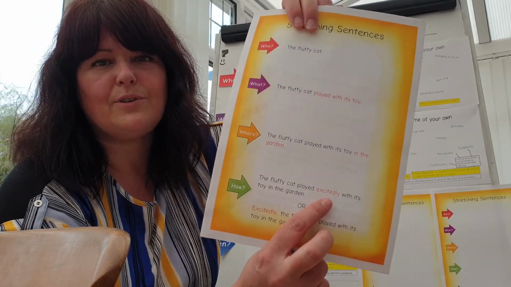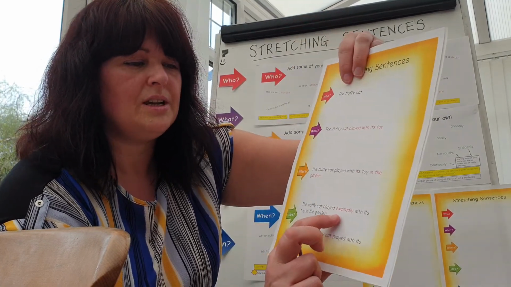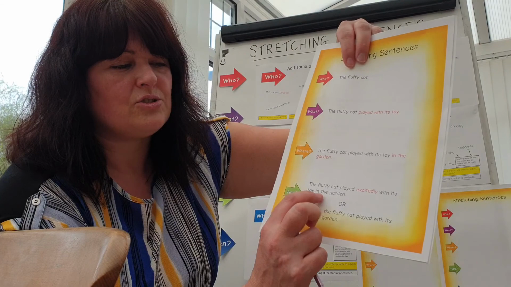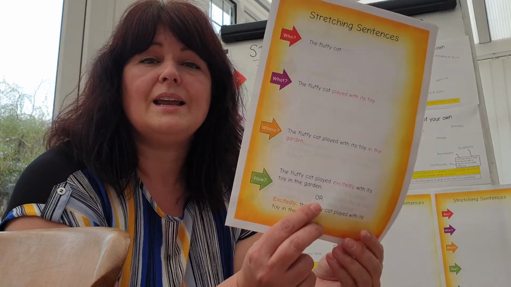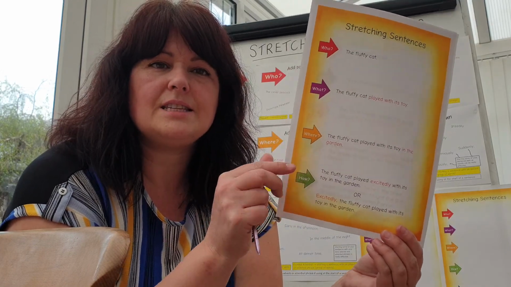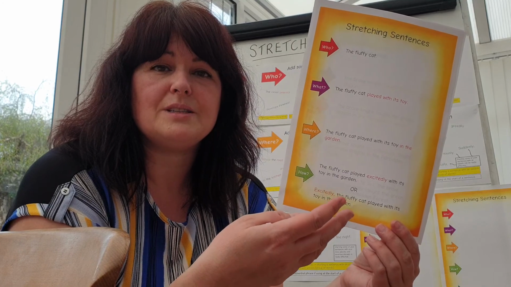So we're putting an adverb in, and an adverb describes the verb. The verb is the doing word. So, played excitedly with its toy in the garden. And then here I've put an 'or', and I've just rejigged the sentence, and this is something you can do with children as they're getting more confident with using adverbs in their sentences.